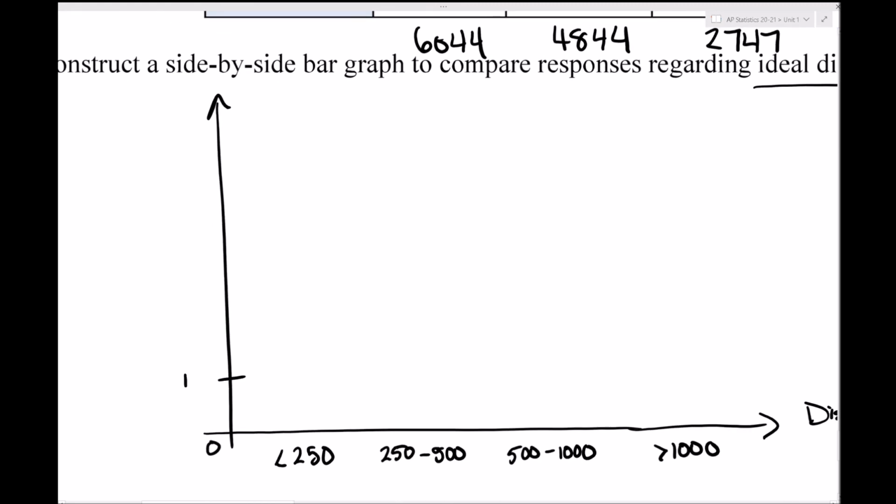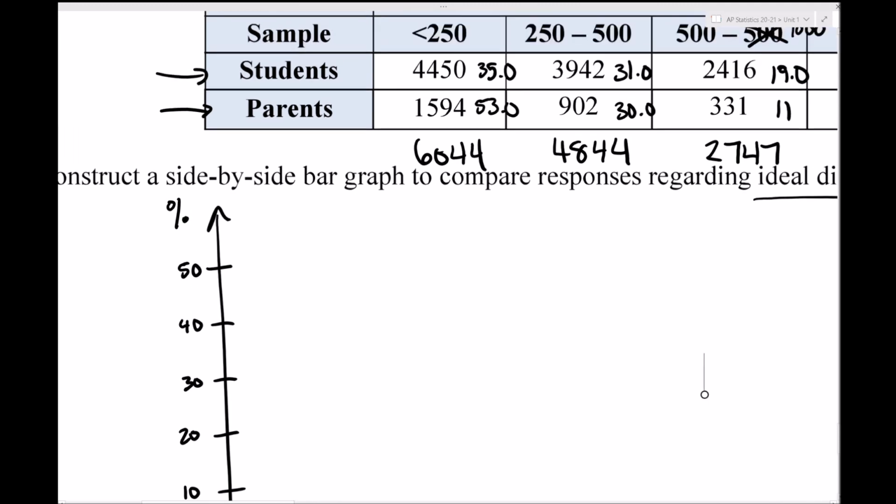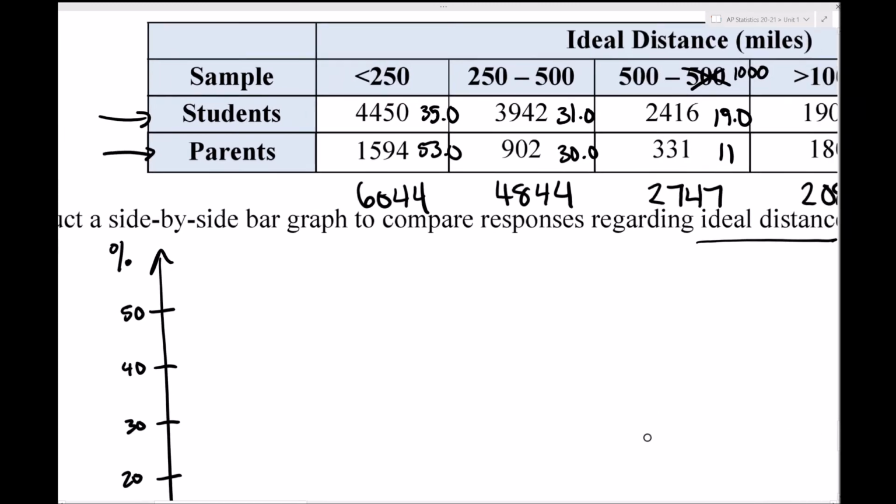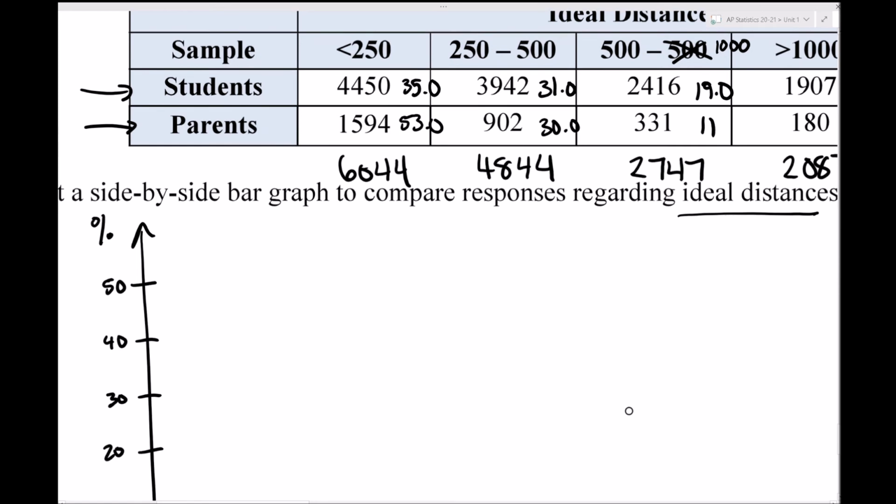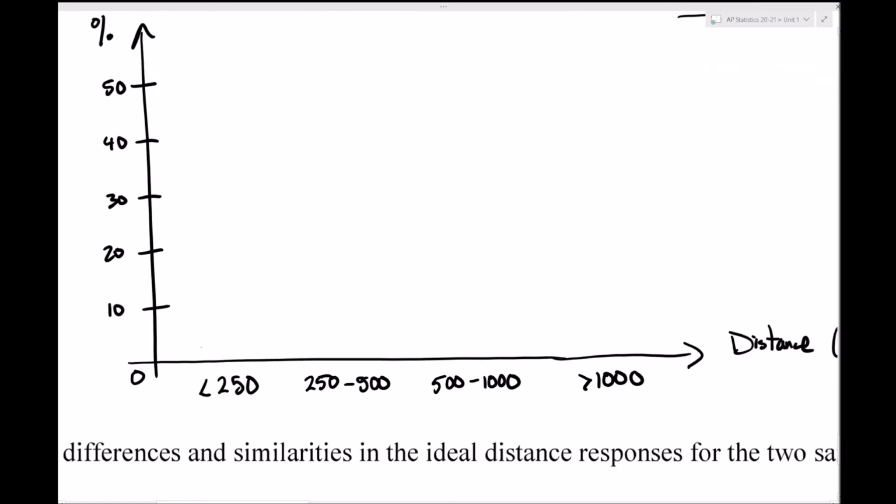Let's say 10, 20, 30, 40, and I'm just eyeballing it, making sure that they're at least semi-accurate. And then we have 50%. And these are percentages. So for the less than 250 category, we have 53% for parents, 35% for students. So 53%, that's going to go all the way up over here. 53%. And then 35% for students.